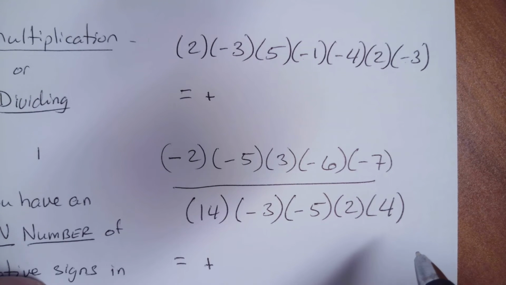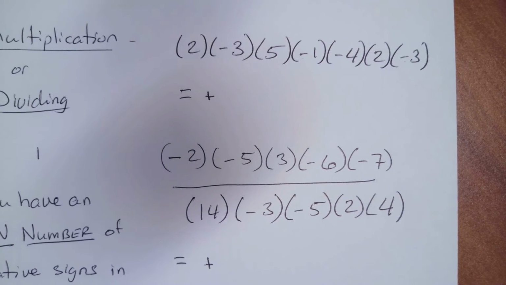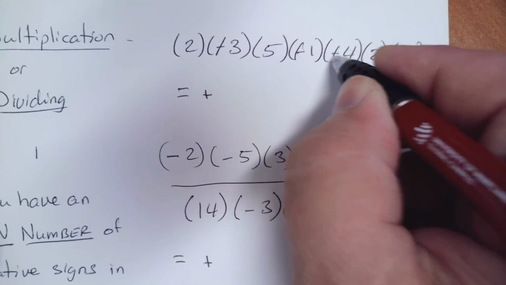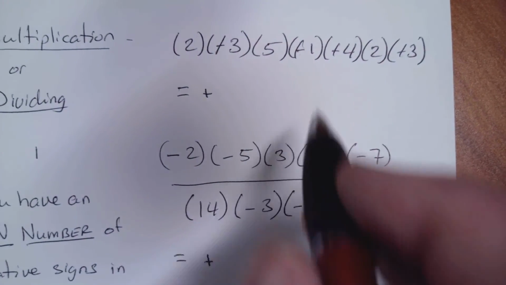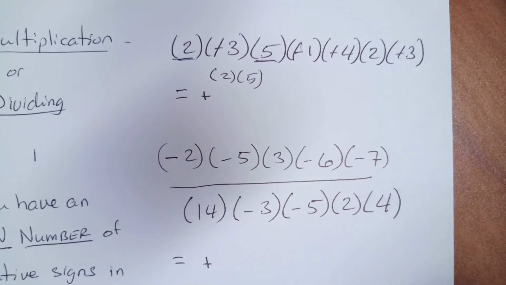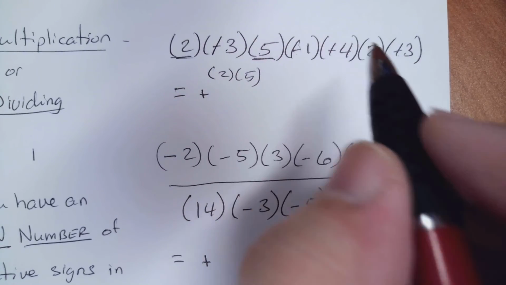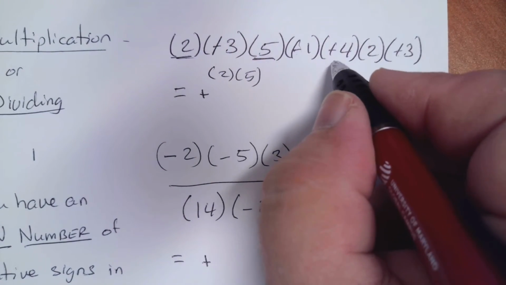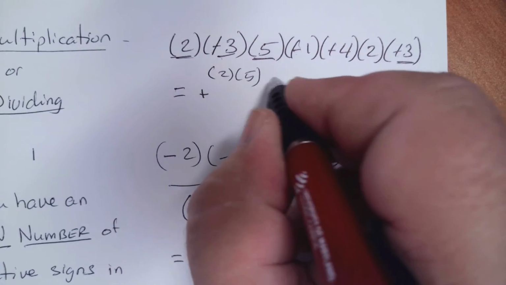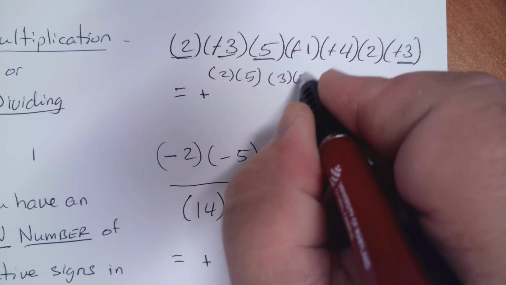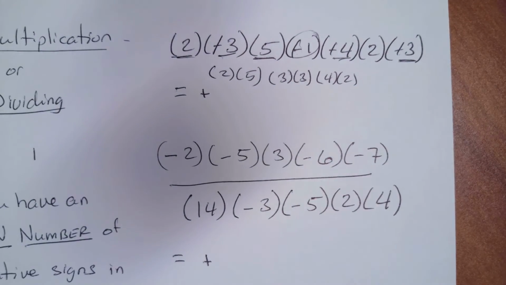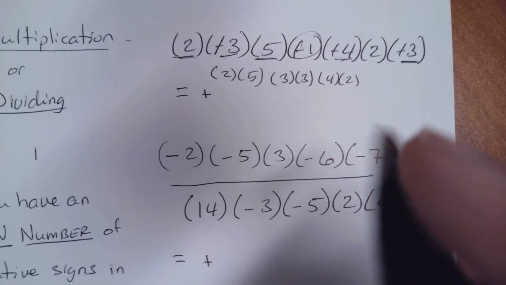Commutative. We can move them around. Since we know all the signs disappear, all we have left is numbers. I can put these two together. I could put 2 times 5. I could put, what's the next one going to be? 3 times 3. And then I could put 4 times 2. 1 doesn't change anything. Anything times 1 is itself.